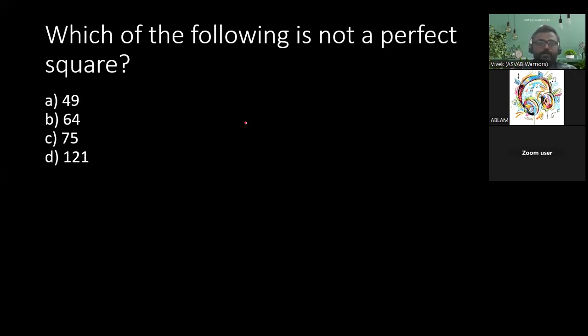Yep, Ablam. Because if you see, this 49 is nothing but 7 times 7. 64 is nothing but 8 times 8. 75 cannot be distributed in any two such numbers. 121 can be written as 11 times 11. So this number is not a perfect square.